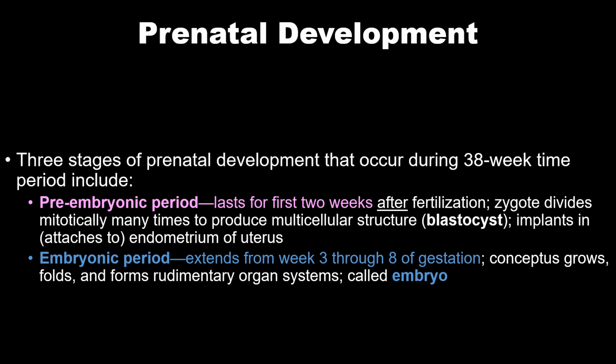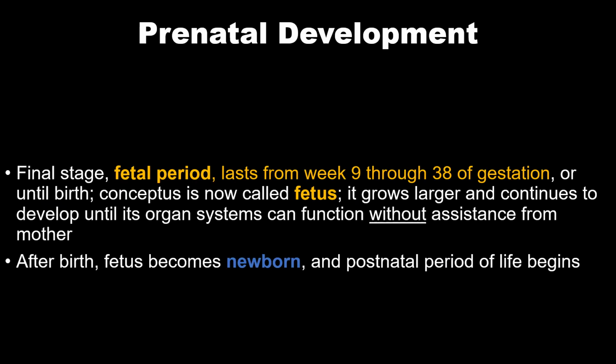The final stage is the fetal period, and it lasts from week 9 to week 38, or until birth. In this stage, the conceptus is now called a fetus, and it grows larger and continues to develop until its organ systems can function without assistance from the mother. Once the offspring is born, it becomes a newborn, and the postnatal period of life begins.